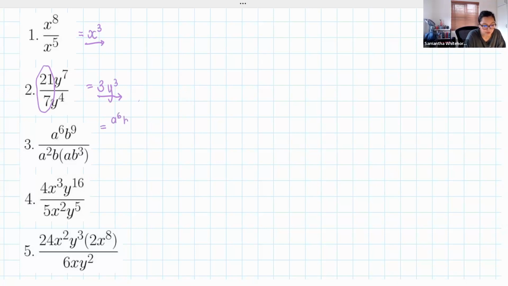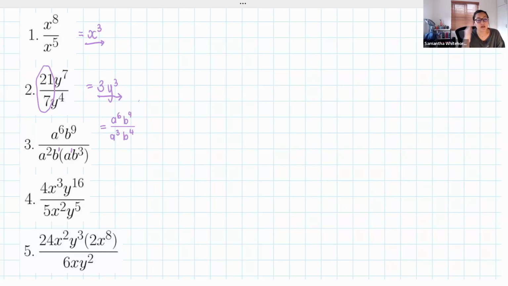I've got no issues with what's going on in my numerator, but I can simplify what's going on in my denominator. Now that's just multiplication. So we add the exponents. Remember, b has an exponent of 1, a has an exponent of 1 in the bracket. So a squared b times ab cubed. Add your exponents of a, you end up with a cubed. Add your exponents of b, you end up with b to the power 4.